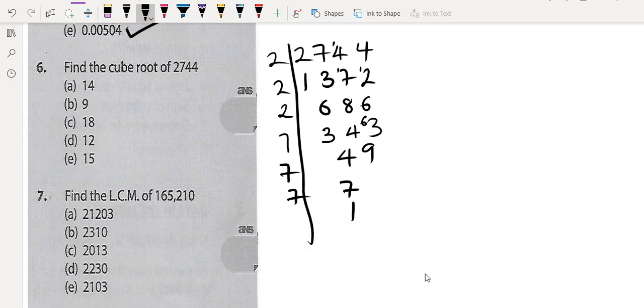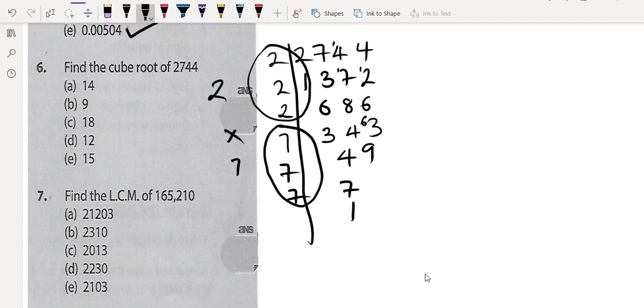we group them in 3 by 3. When it's square root, we would have grouped in 2s, right? Yes. So how many 3s do I have here? I have a 2 here times a 7. 2 times 7, 14. So we pick out one of the 2s from this group and one of the 7s from this group, and multiply. That's 14. So the answer is option A.